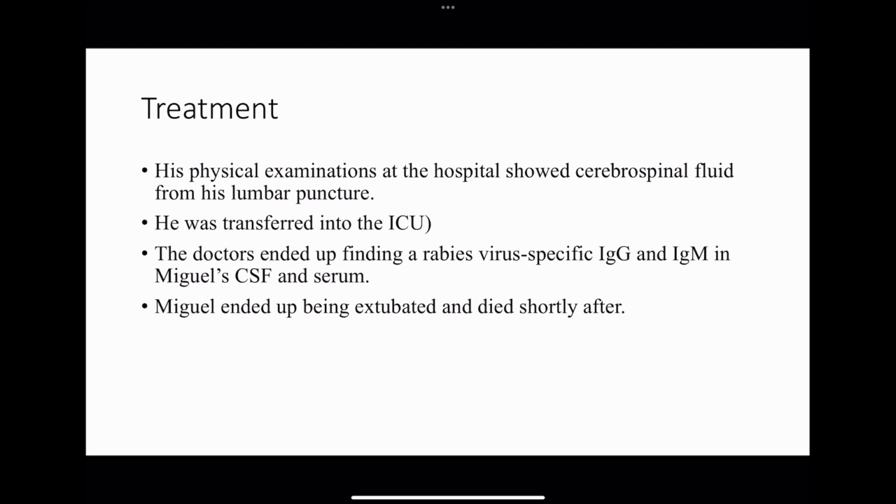Along with this, his subsequent EEG showed severe cortical impairment, and this basically means that his reactions were slowed and he was more confused and less reactive. Obviously, this was due to the rabies infection that had gotten into his brain. So he was extubated, and then he died shortly after from the invasion of the virus.